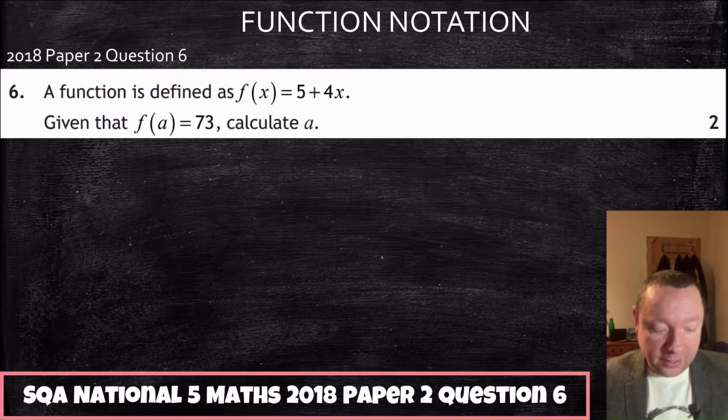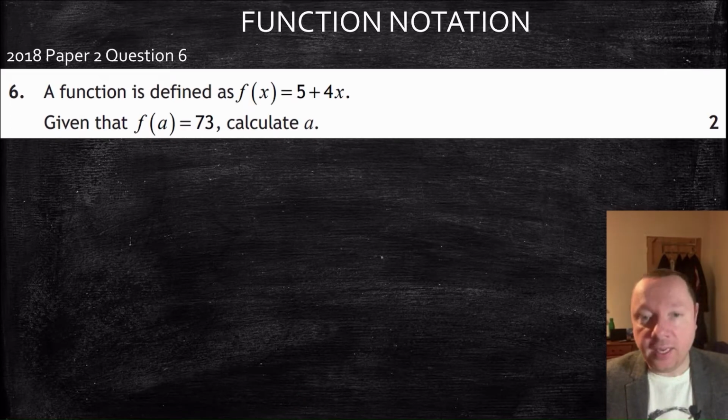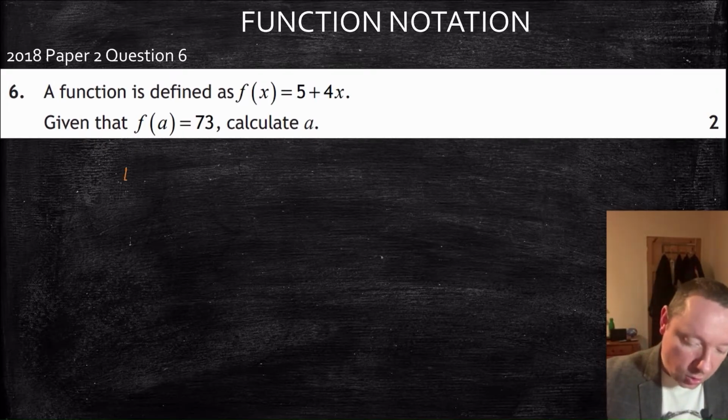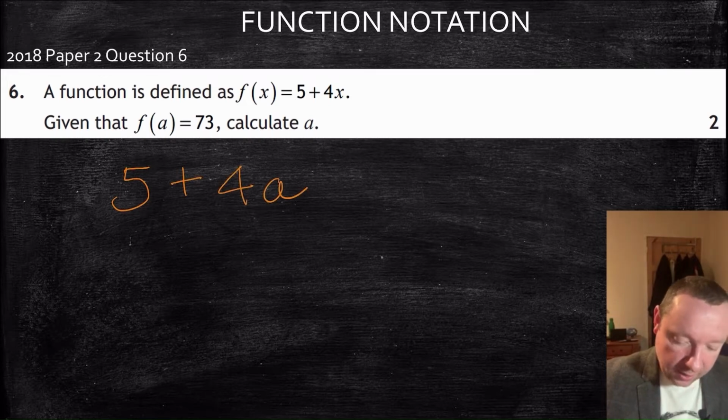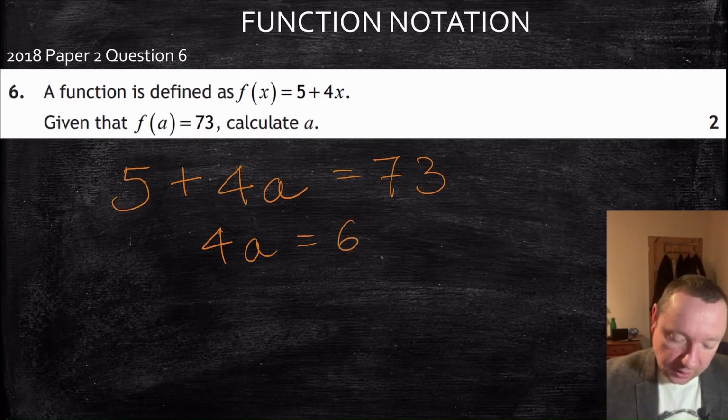National 5 Maths 2018 Paper 2 Question 6. A function is defined as f of x is 5 plus 4x. Given f of a is 73, calculate a. So this is the one where you have to solve an equation. So we've got 5 plus 4a, because it's changed the letter, equals 73. Taking away 5 from both sides, 4a equals 73, take away 5, that gives you 68.